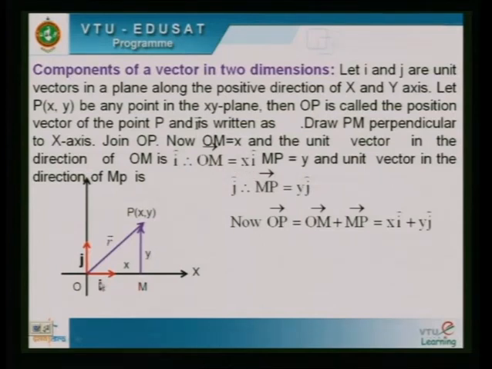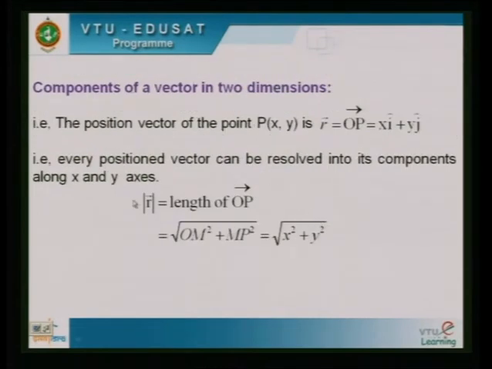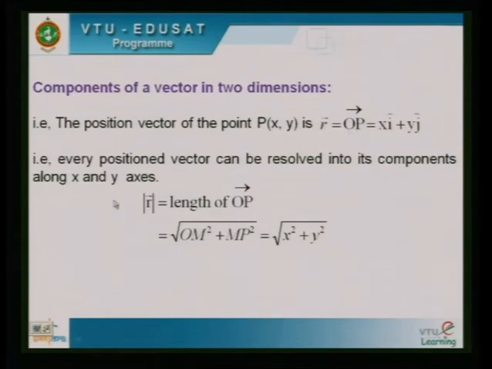Now I want to find out the value of OM. OM is x times i. Similarly, along the y axis, you can find the value of the vector MP. MP is equal to y times j. Therefore, from the triangle, OP is equal to OM plus MP, that is equal to xi plus yj. The position vector of the point P is denoted by r, which is equal to OP, equal to xi plus yj.